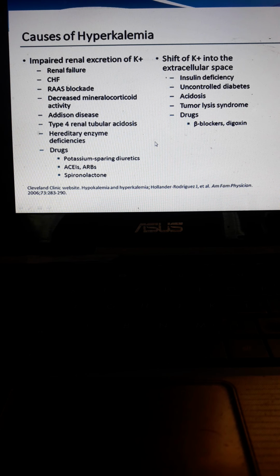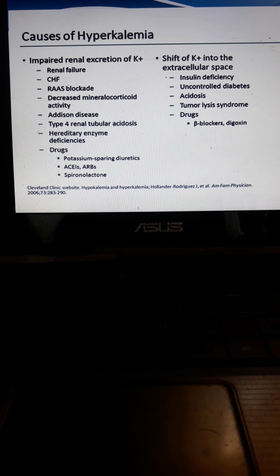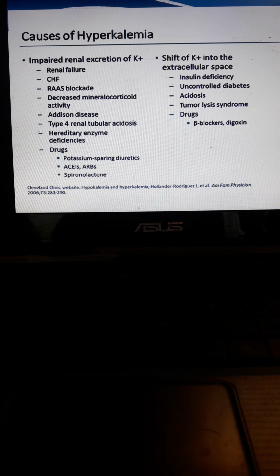Usually for the treatment of hyperkalemia, if there is a higher level of potassium, dialysis can be done, the most common one. And of course, in the treatment, we are also avoiding a high amount of potassium intake.